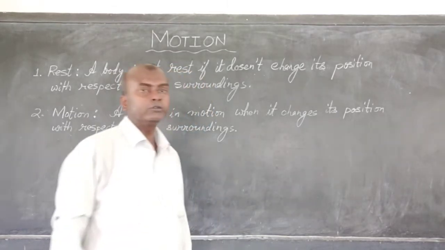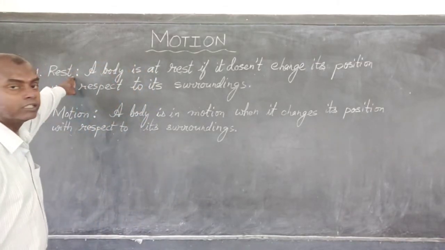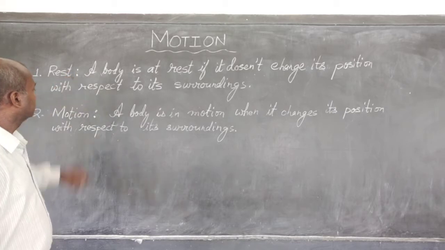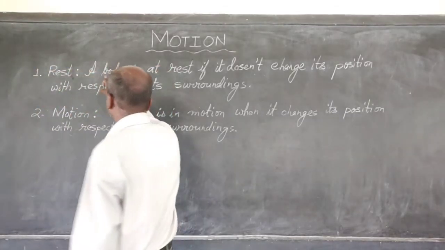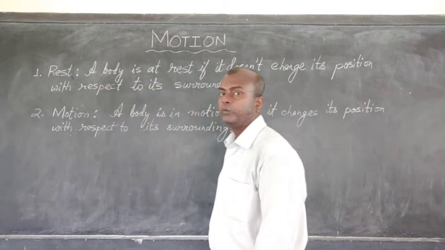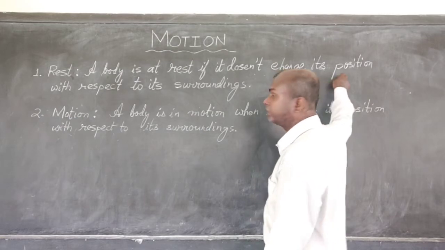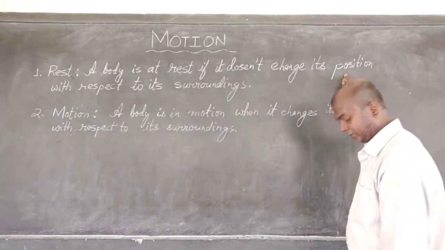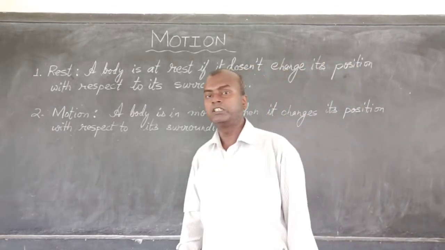So, a simple way to define motion is by knowing these two particular words, rest and motion. Before motion, we need to know what is rest. What is rest? The body is at rest when it does not change its position. The key word over here is position. There is this position of the body which does not change.